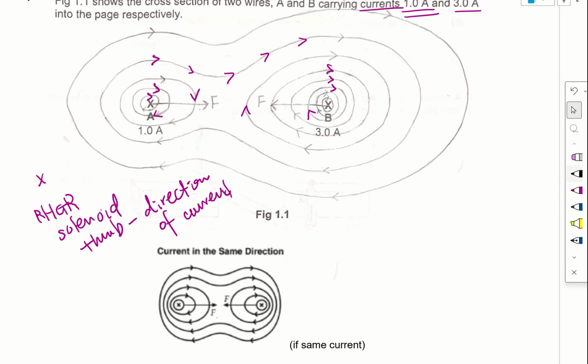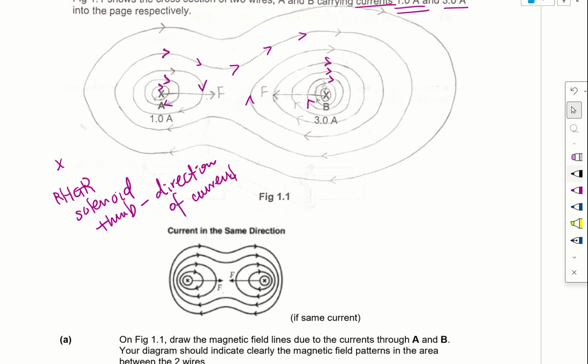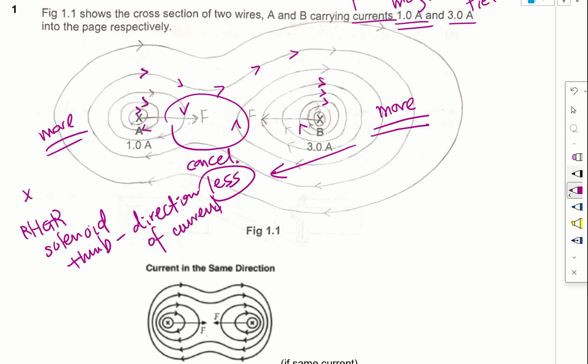And if we want to know the force acting on the wires A and B, obviously we have more magnetic field on the outside, and less in the center. For the magnetic field of A and the magnetic field of B in the center, they are in the opposite direction, so they will cancel each other out. Therefore, we will have less magnetic field over here. The force is always from more to less. Therefore, the force is towards the center.